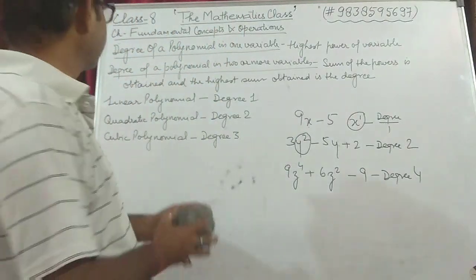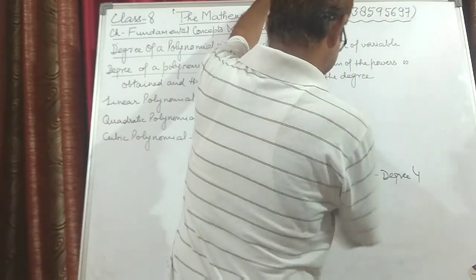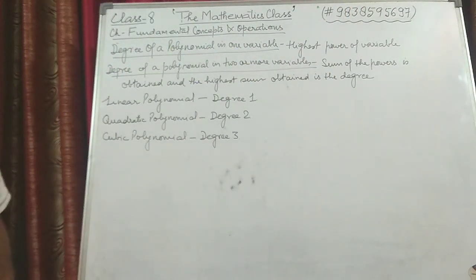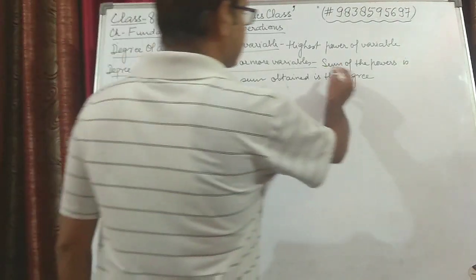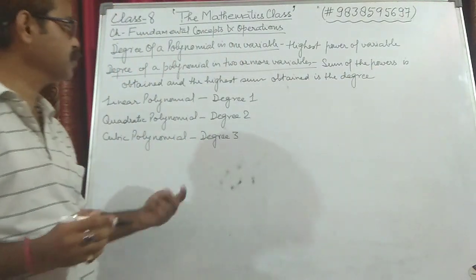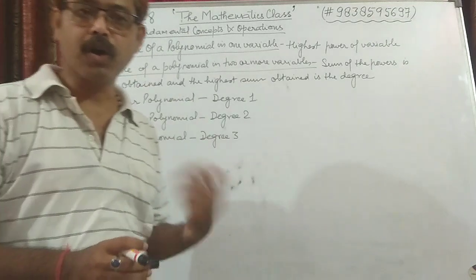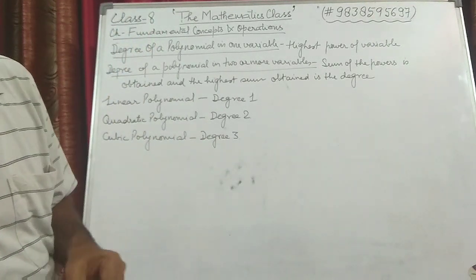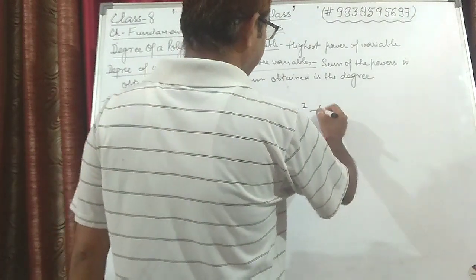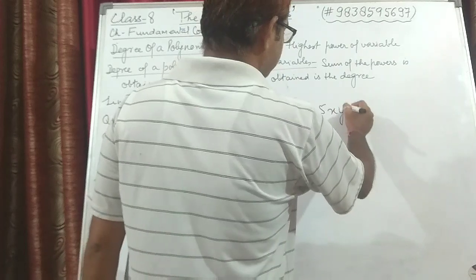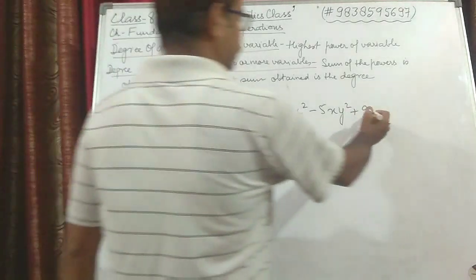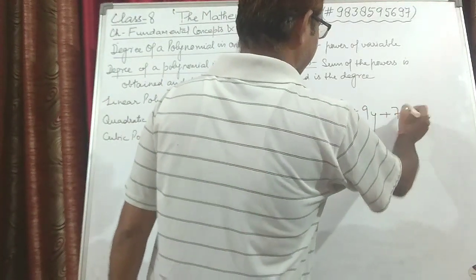Now we move on to the next point, that is degree of a polynomial in more than one variable. What is it? The sum of the powers is obtained and the highest sum obtained is the degree. Suppose there are two or more variables. Let's take an example: 3x square minus 5x y square plus y plus 7.